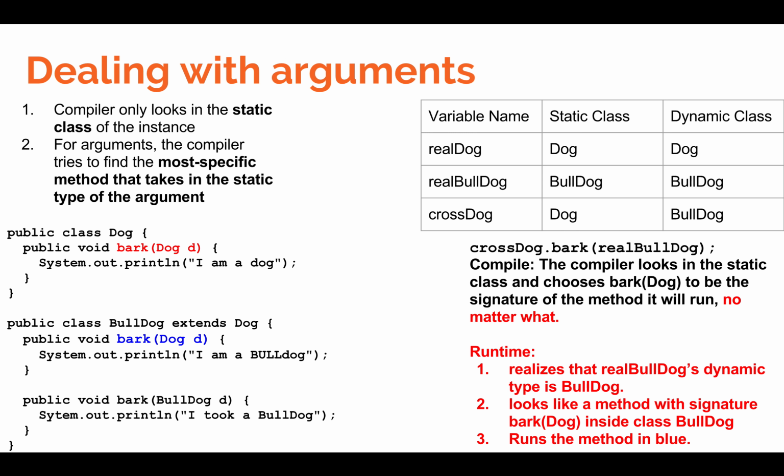8 would print I'm a dog. So that's the reason that I messed up here. If I had not changed it to be cross dog and it was actually real dog, then it would just print out the method in red. It would print out I'm a dog.